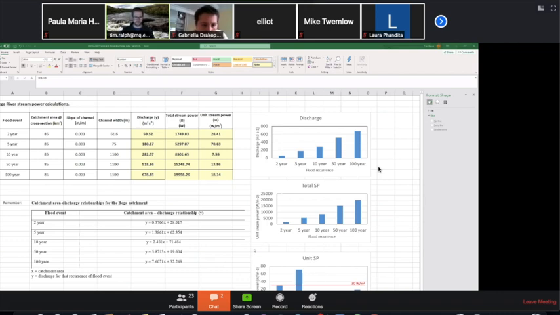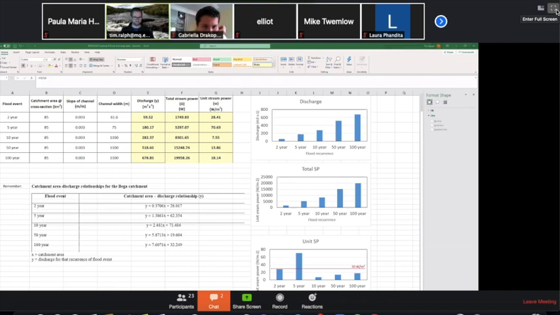And then the second question is, okay, theoretically, if channel adjustment can occur at a unit stream power of 30 watts per square metre, that's that red line I've drawn for you there on the unit stream power graph. So if channel adjustment can occur if a flood exceeds that, will any of these flood scenarios lead to channel adjustment? Anyone want to pipe up with which one might lead to channel adjustment? Just looking at that graph.